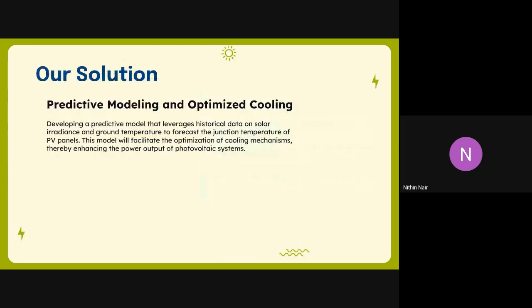So our solution in this case is predictive modeling, which uses historical data for prediction, which leads to an optimized cooling. Our data set here uses two inputs, that is the solar irradiance and the ambient temperature, and we get the output as the device temperature, which we can use to create cooling systems which improve the efficiency and the lifespan of the PV cell.